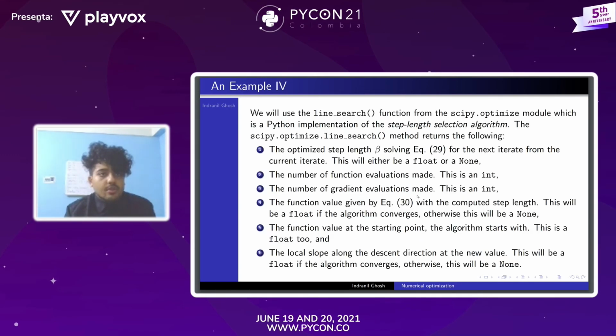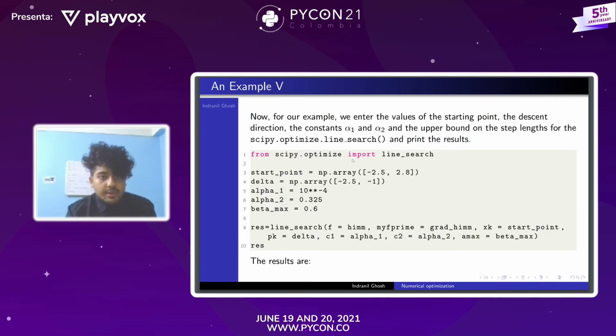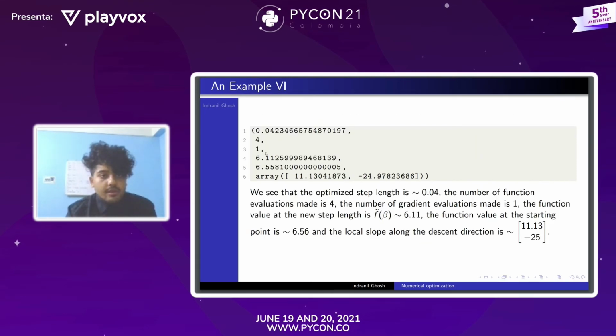But let's see. We'll use the scipy.optimize.line_search function for calculating this. Here we define the start point, that is minus 2.5 and 2.8, the direction delta, alpha 1, alpha 2, beta max, and then we find the result, that is line search. We pass f equals him, that is the Himmelblau function that we defined, and myfprime equals grad him, that is the gradient, and xk is the start point, pk is the delta, c1 is alpha 1, c2 is alpha 2, and amax equals beta max. If we use that, we'll see that this is the result that we get.